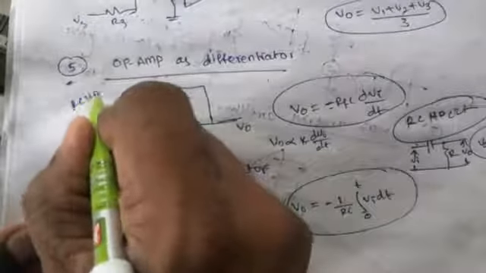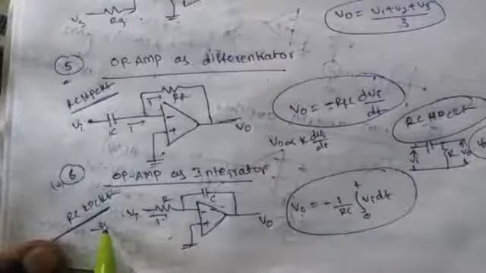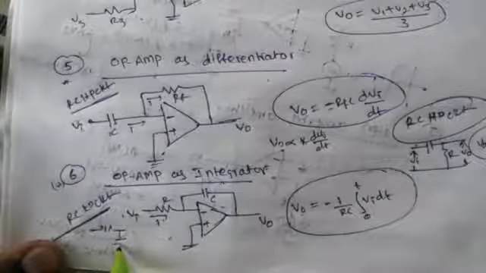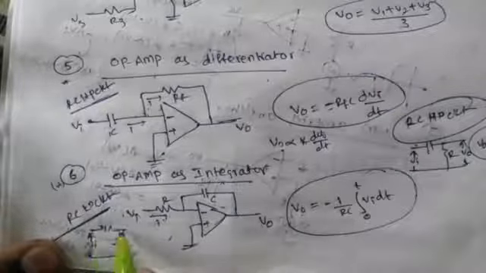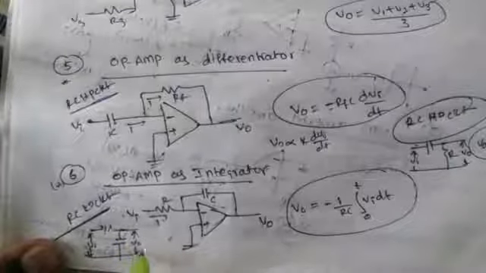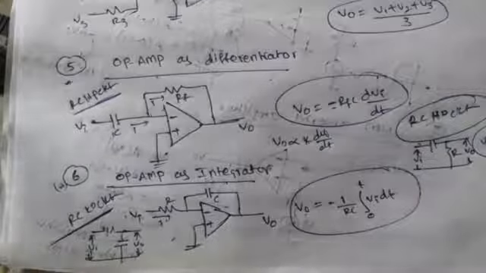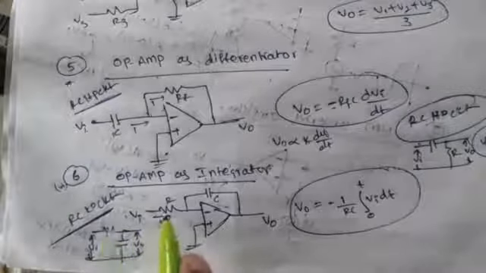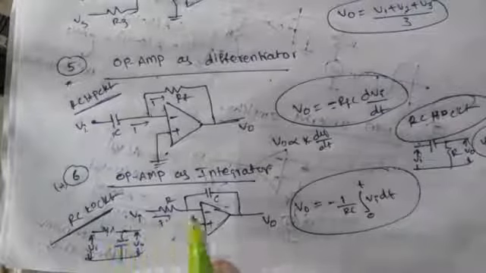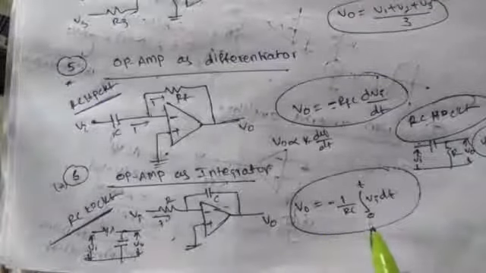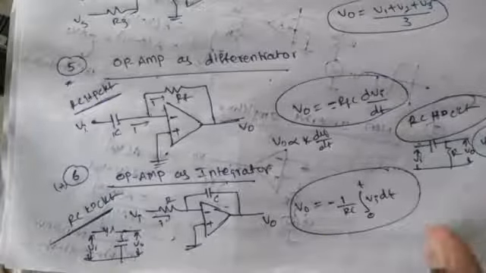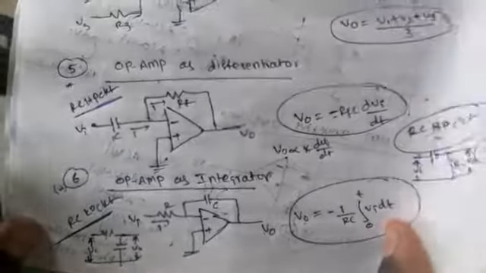The RC high pass circuit acts as a differentiator. So this is the capacitor end. Here we apply the input voltage to the resistor end and collect the output voltage across the capacitor end. This is called an RC low pass circuit. This resistor is applied to the input side and the capacitor is connected in the feedback path. Then the output voltage is equal to minus 1 by RC into the integral from 0 to T of Vi dt. This is the sixth application, the operational amplifier as an integrator.